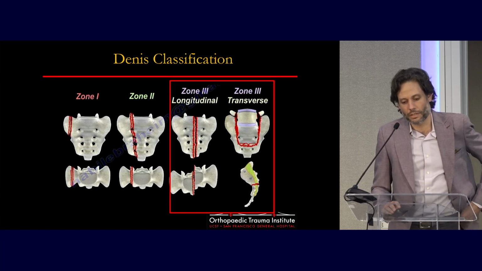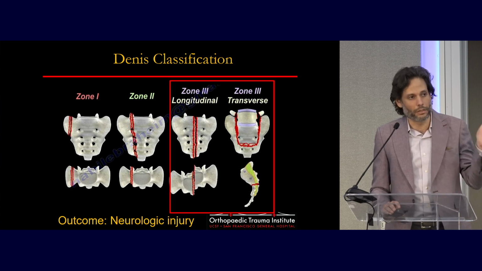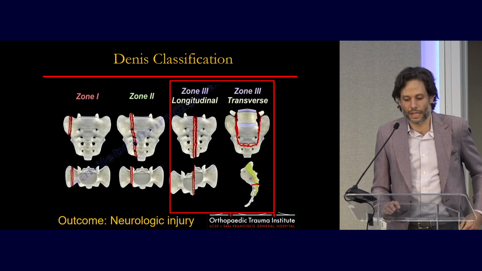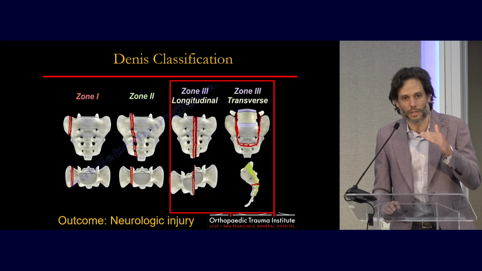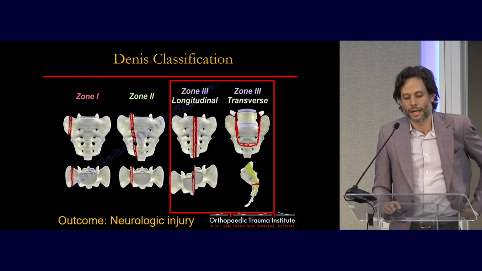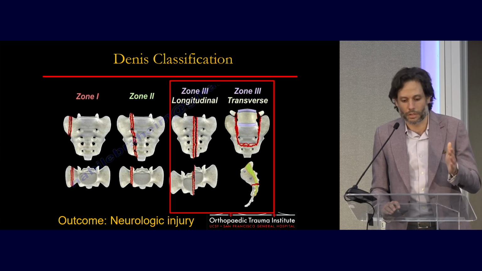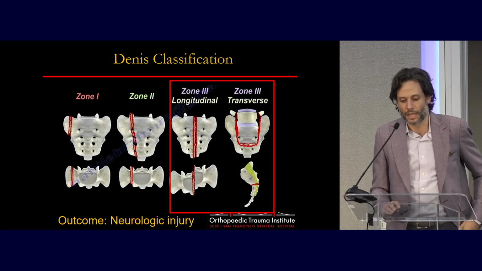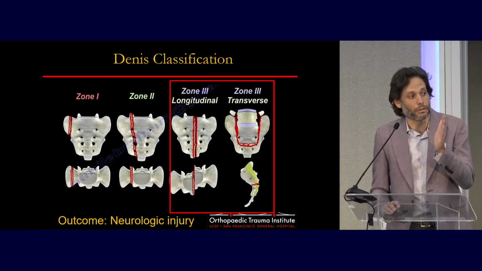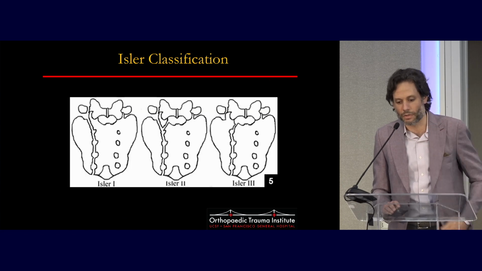The Dennis classification, the main thing it was trying to predict was neurologic injury based on how medial the injury went. Looking at these patterns, you can imagine that the transverse zone 3 fractures, the ones that cut through the sacral canal, are going to have the highest neurologic injury rates. In terms of the vertically oriented patterns, our zone 2s, our transforaminals, have the next highest rate, usually multiple nerve roots, and our zone 1s usually present as a monoradiculopathy of L5 typically. Our longitudinal zone 3s have an incredibly low rate of neurologic injury, less than 1%. That's why we differentiate them from the ones with the transverse component.